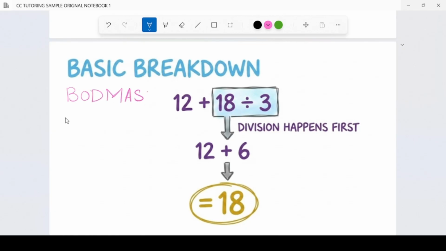Now I'm going to solve the equation 12 plus 18 divided by 3. According to BODMAS, how many operations are there? There is addition, and there is division. Because division comes before addition, I'll divide first. 18 divided by 3 is 6, and plus 12. So 12 plus 6 equals 18. This is my answer. This is a basic level question.